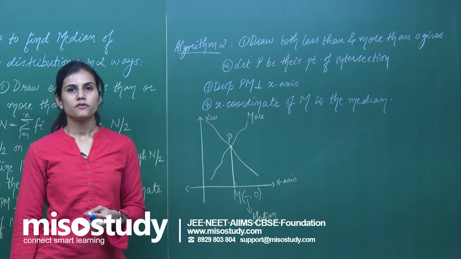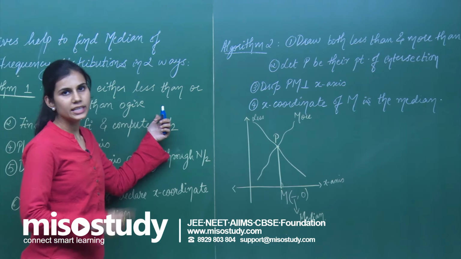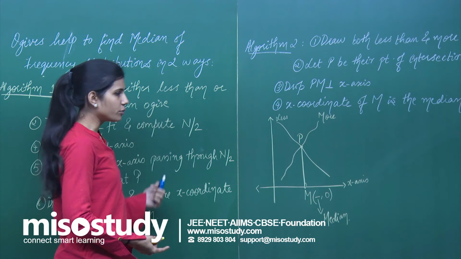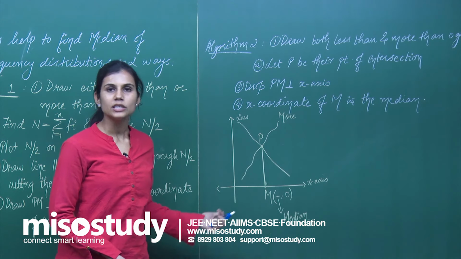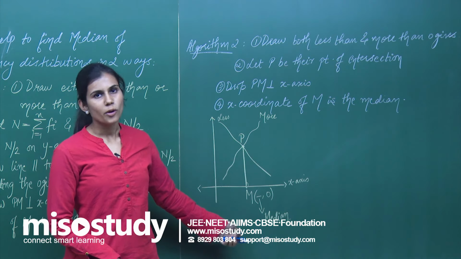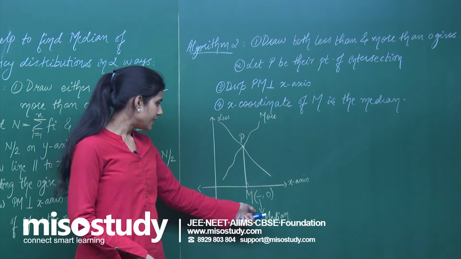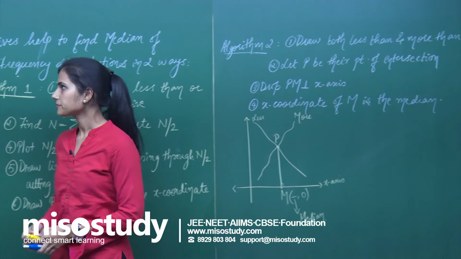These are the two ways of finding median with the help of ogives. One is by drawing only one ogive, either less than or more than, and following these steps. Another is drawing both the ogives simultaneously on one axis, finding out that point of intersection, dropping a perpendicular from that point of intersection on the x-axis, and declaring the x-coordinate of the foot of that perpendicular as the median.